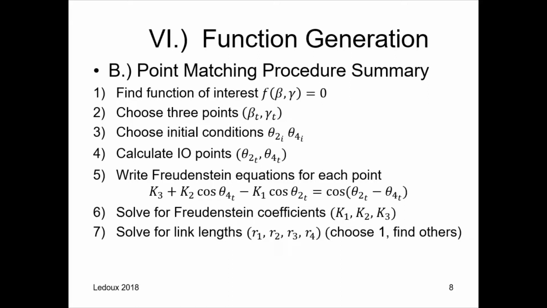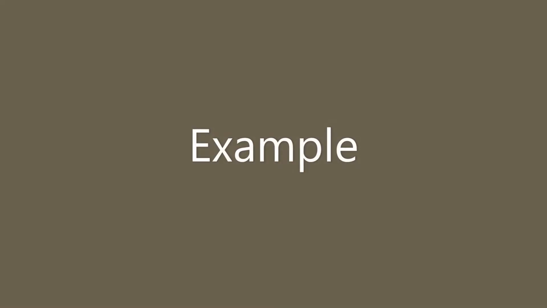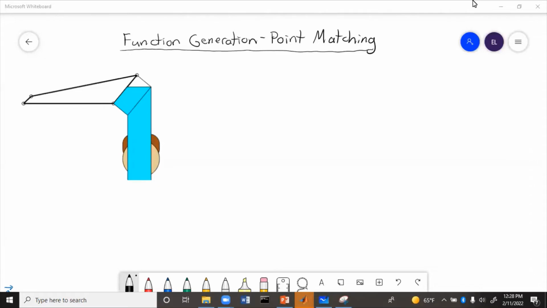So let's do a specific example of this. We're going to use the water pouring linkage as an example. First, let's just put on the normal vectors. So we'll have R1, R2, R3, and R4.